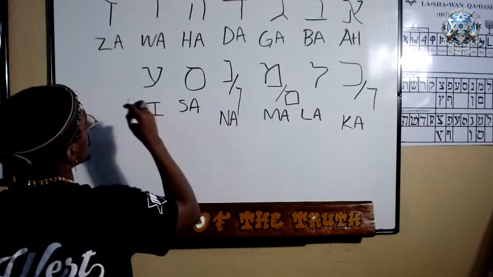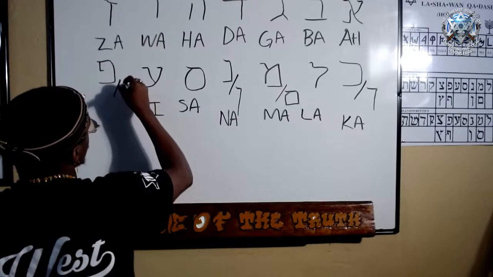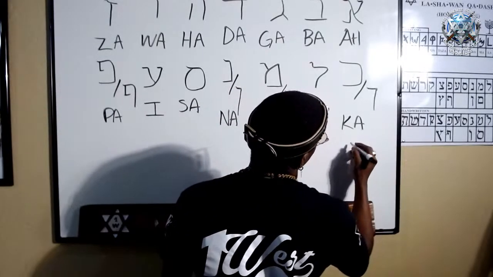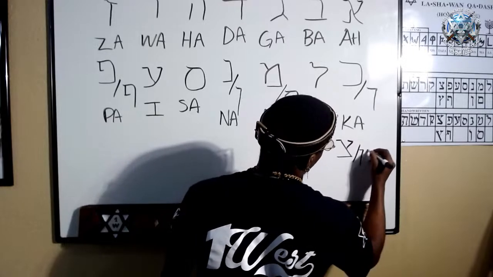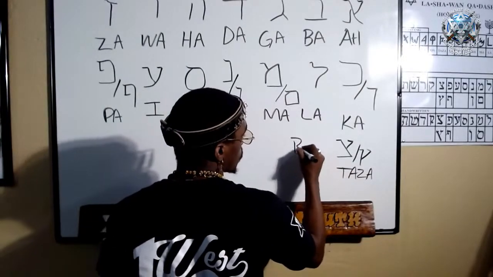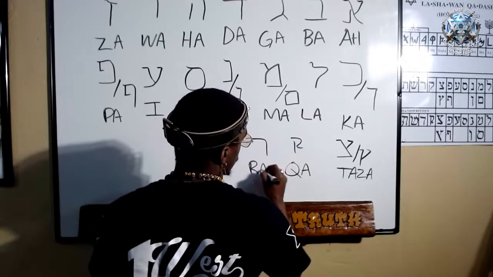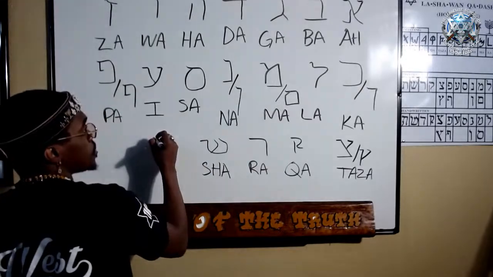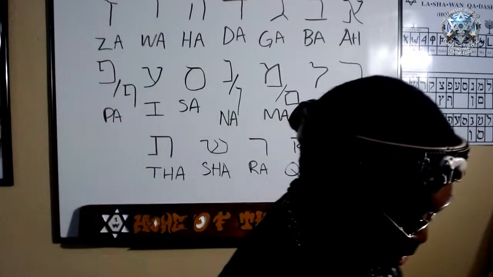All right, this is the I. Then we have the Pa, which is again another one of those characters that changes at the end. Taza, another character that changes at the end. Kwa. Ra. Sha. And finally, Tha. These are the Hebrew alphabet characters.